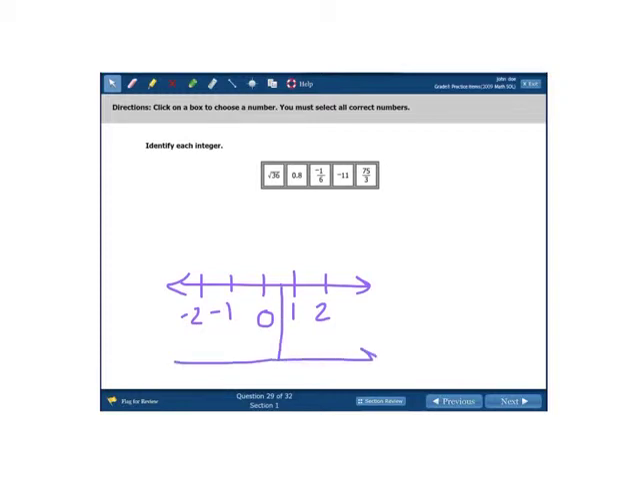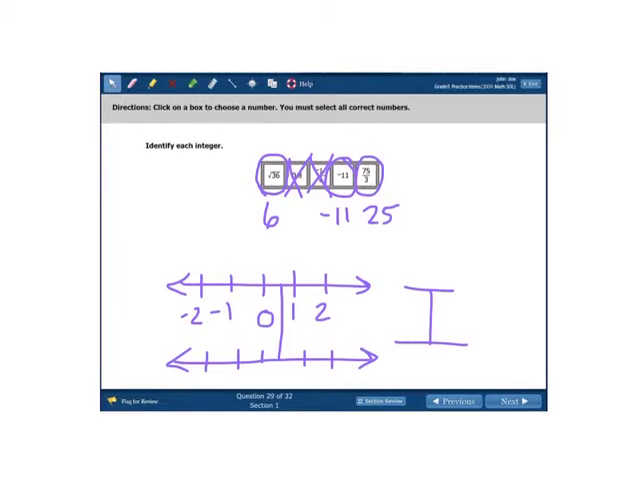Let's draw a big, giant I number line. Okay, there's 0. So big I for integers. See it? So if you remember that, you'll be able to say, oh, that's a number line number because that's 6. That's not. That's not. That's a number line number, and that's 25. So those are my 3 integers on that particular problem.